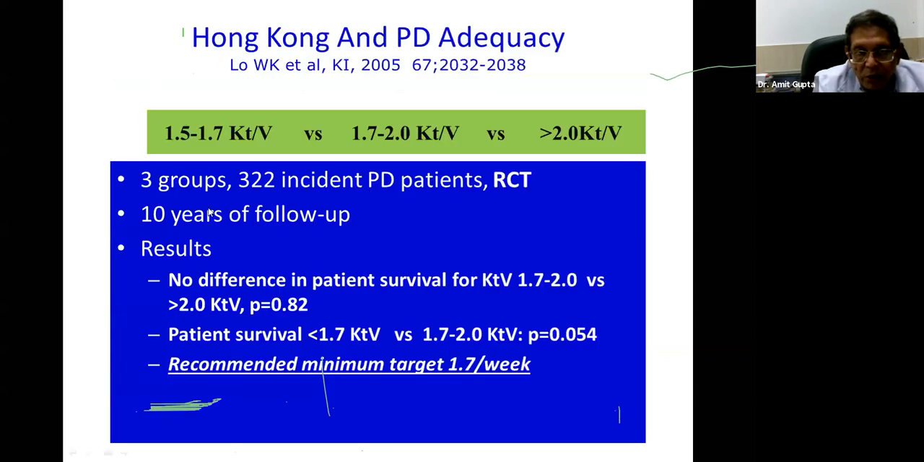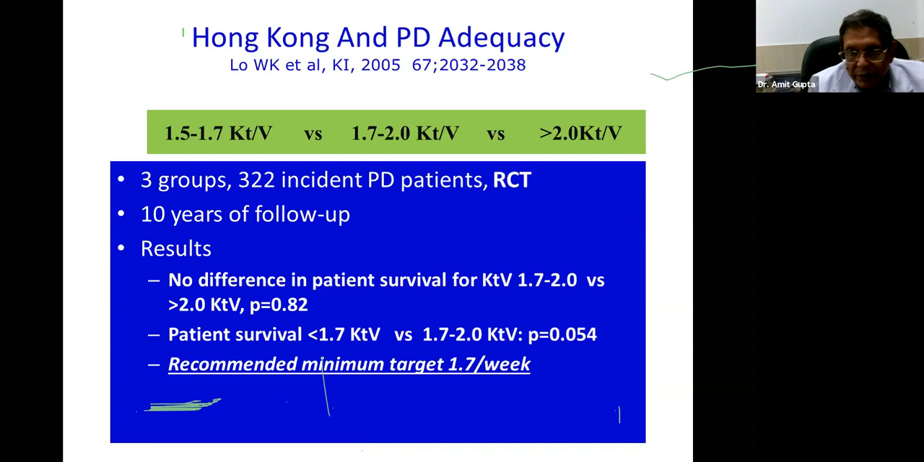Now, what should be the Kt/V? We have this very famous study from Hong Kong, done by YK Low and colleagues, who looked at what would be the ideal Kt/V desirable in patients on peritoneal dialysis. There were three groups of patients, about 100 in each group. This was a randomized controlled trial with a 10-year follow-up, which is a fairly long follow-up.